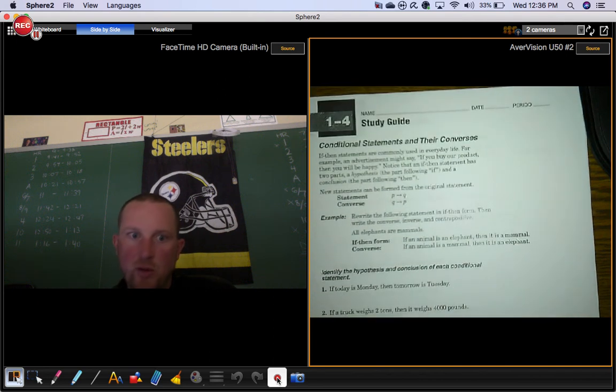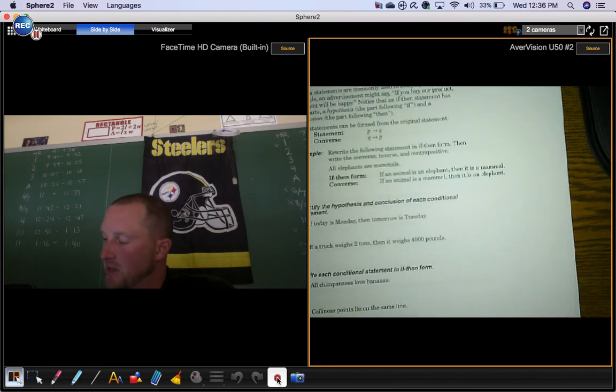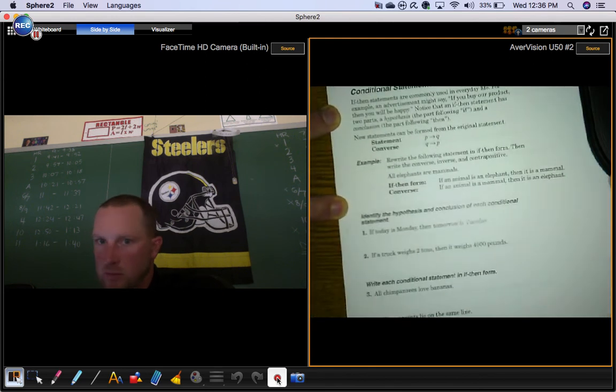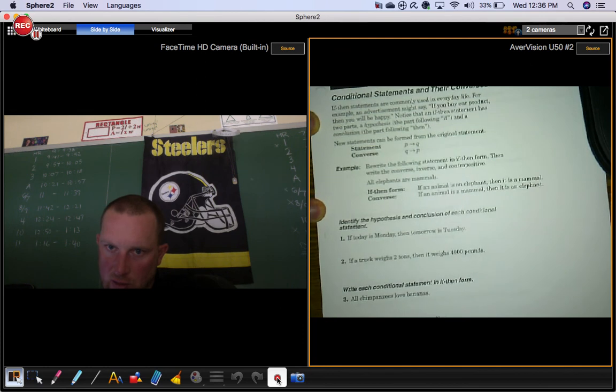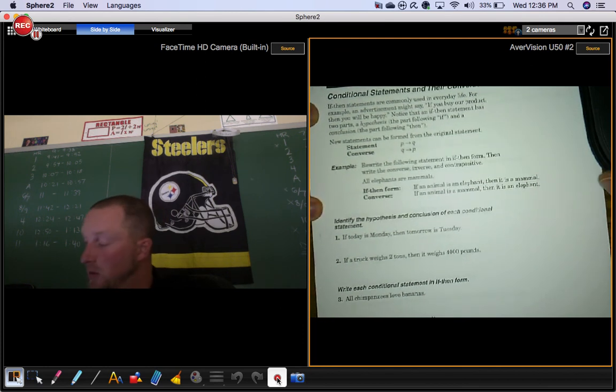This is section 1.4. This is the study guide. Remember, study guides give you a ton of information at the top. So if you don't have your notes or you need a little refresher, all of this information is good information to read.